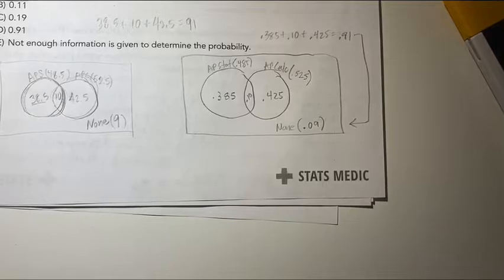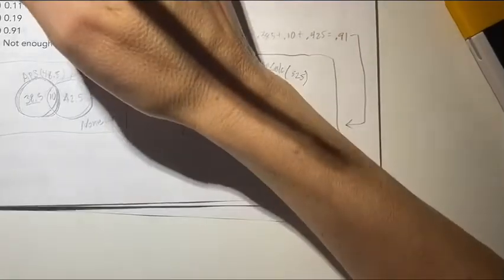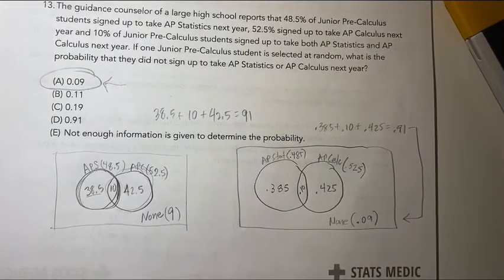They're not taking that. Maybe they're going to SPC. Who knows? Maybe they're graduating early. These were juniors in pre-calc. So that's the question, is what's the probability that you're not taking either one? And then that's 9%. I'm going to stop the video there. Let's keep going.